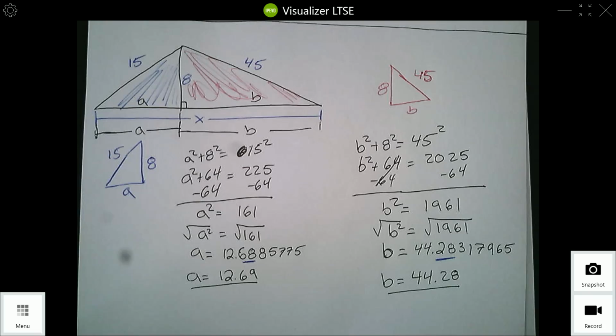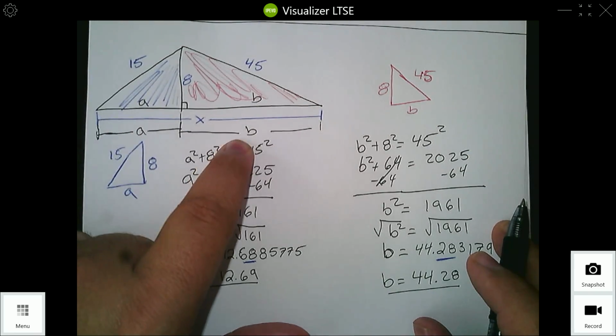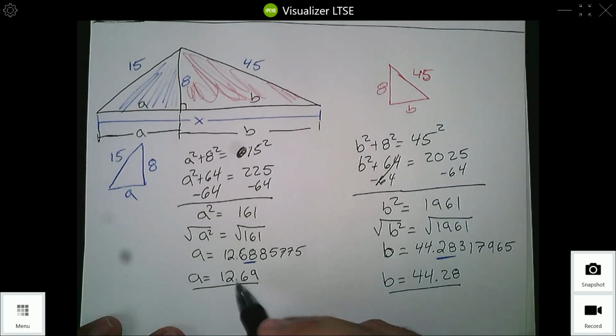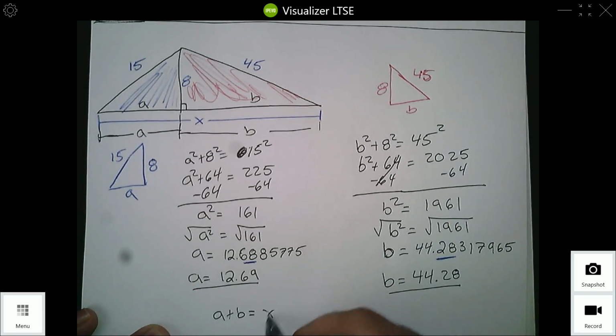Now once again, A and B is not our final answer. We don't just want to know what A is and what B is. We want to know what X is. So we established that if we find A and we find B, we can combine those two terms in order to get X. So I'm just going to add those two terms together. A plus B is equal to X.